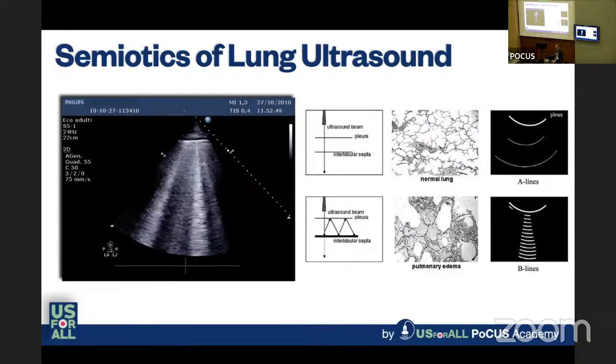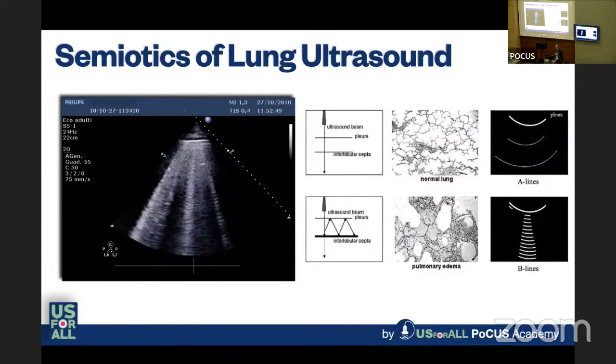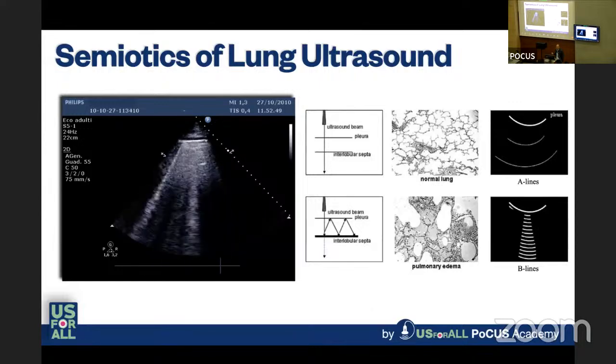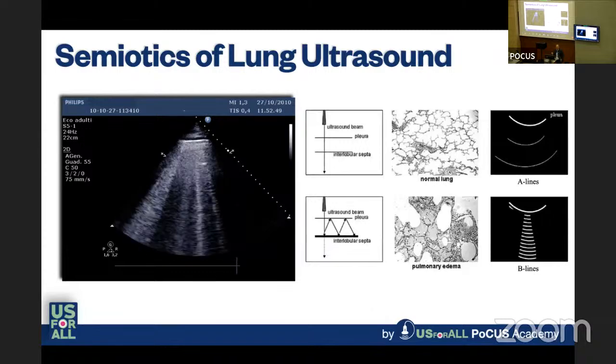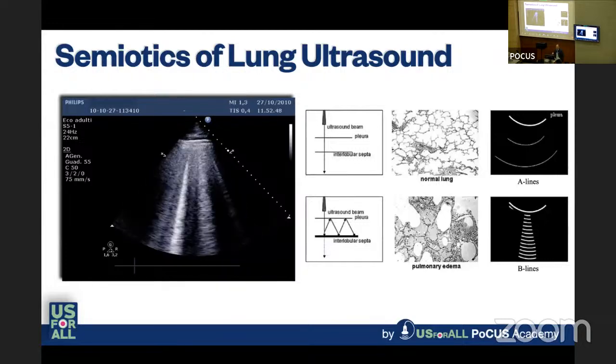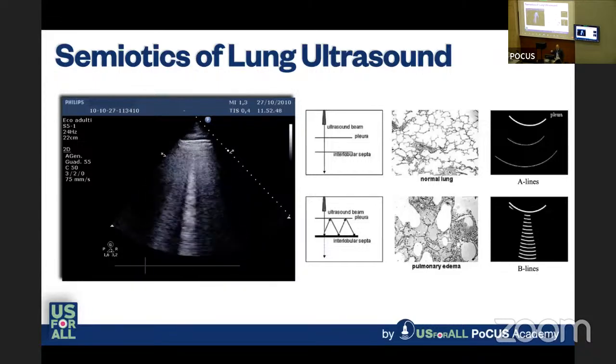And why does this happen? Well, there are many theories about that, but we are physicians. We care about our patients. We are very practical physicians, so we don't care about the physics of artifacts. What is important for us is finding a correlation between these artifacts and a pathology of the lung.